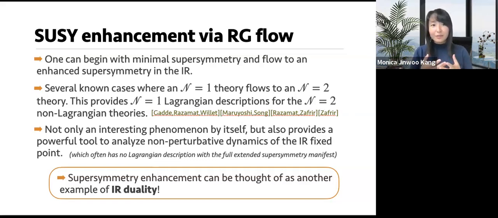So it's really not only an interesting phenomenon itself, but really provides a powerful tool to analyze this non-perturbative dynamics of the IR fixed point, which often really have no Lagrangian descriptions. I mean, even today, we're going to deal with all these non-Lagrangian theories, with the full extended supersymmetry manifest. So throughout how we're going to build this, the supersymmetry enhancement in these cases can be thought of as another example of IR duality.